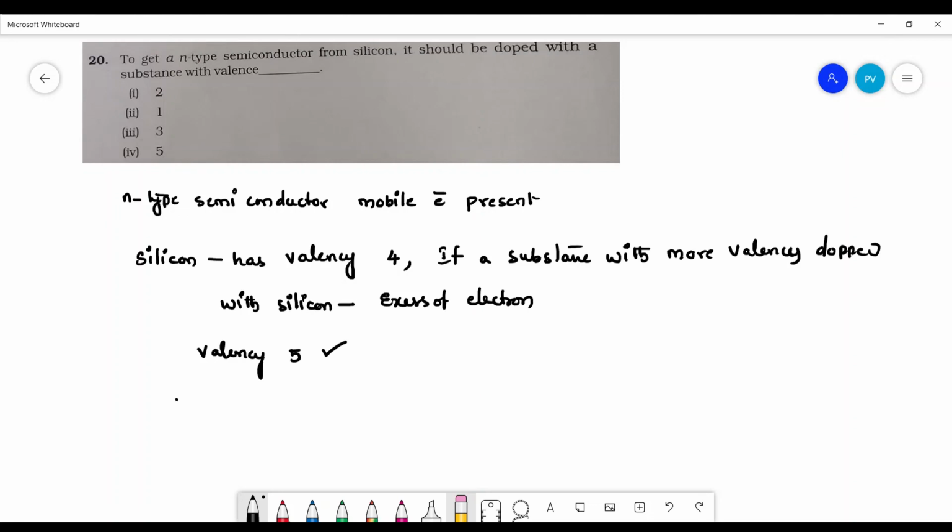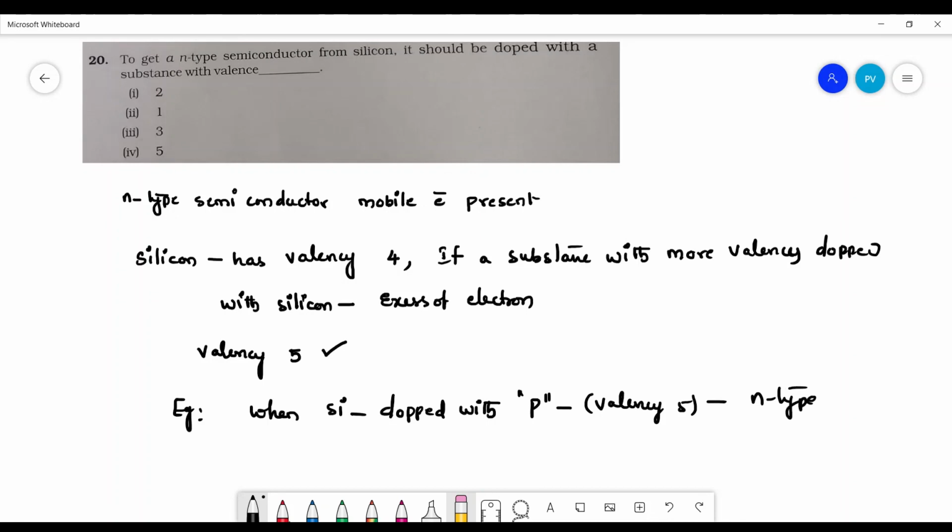Your example is when silicon is doped with P, P means phosphorus, valency 5, so it creates an N-type semiconductor.